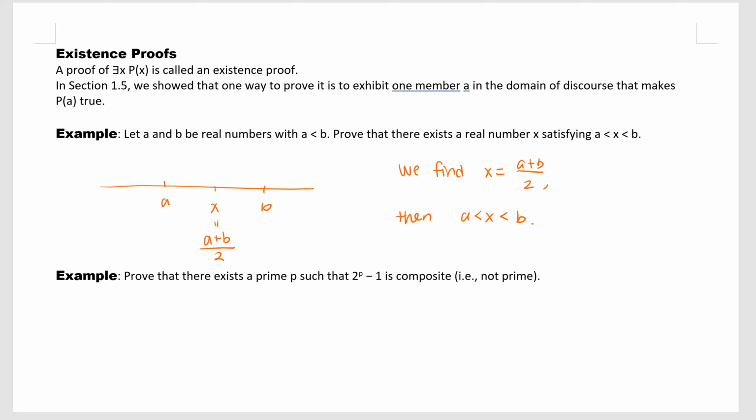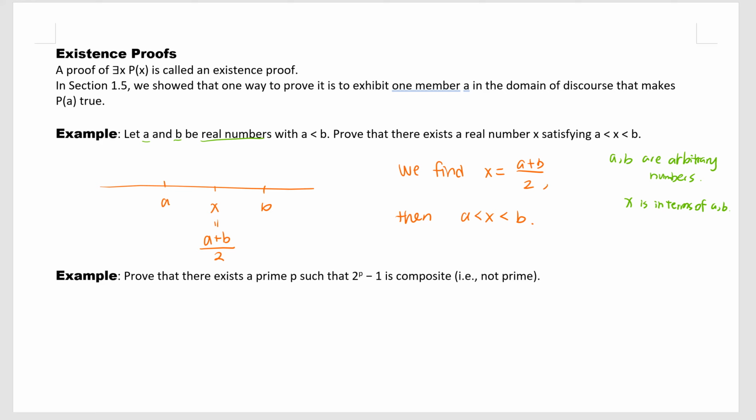So keep in mind here, a and b are any real numbers. Here a and b are arbitrary numbers, so you cannot just pick 1 and 2. You should let a and b be arbitrary, and then x is in terms of a and b. It should depend on a and b. In this case, x is a plus b over 2.